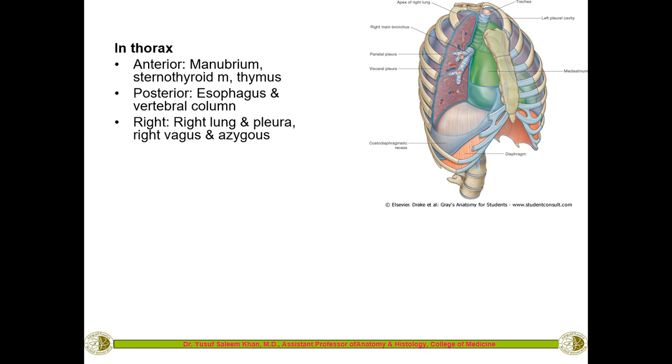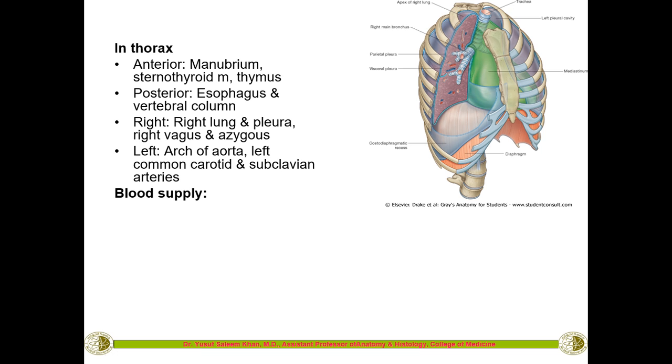On the right side, we have the right lung as well as the pleura, as well as the right vagus, as well as the azygos vein. And on the left side, we have the arch of aorta, left common carotid, as well as the subclavian vein as well as the artery. Coming to the blood supply of this trachea, it is supplied by the inferior thyroid artery, which is the artery which supplies even the lower part of the larynx. This is the same artery which is supplying even the trachea.